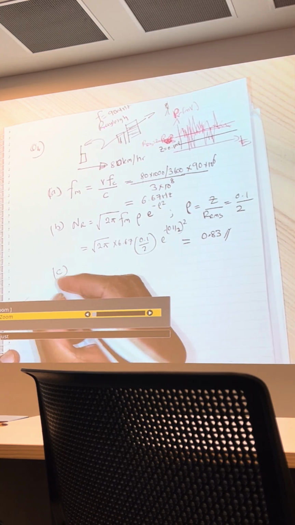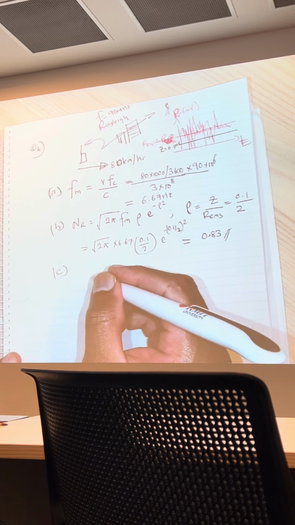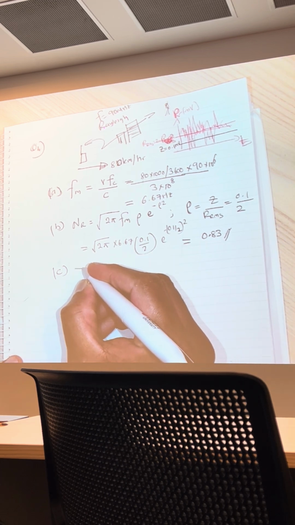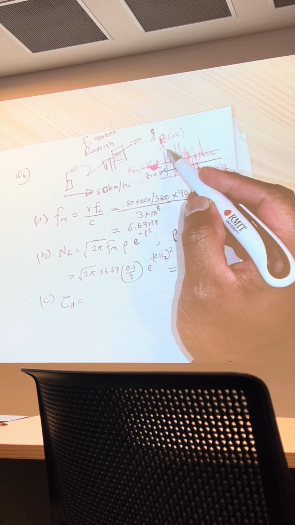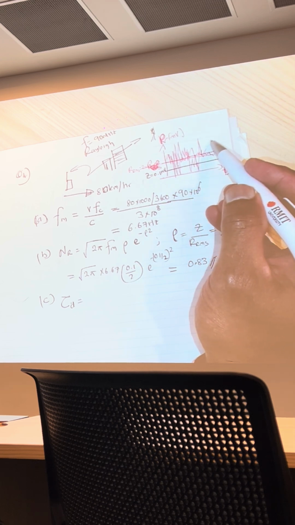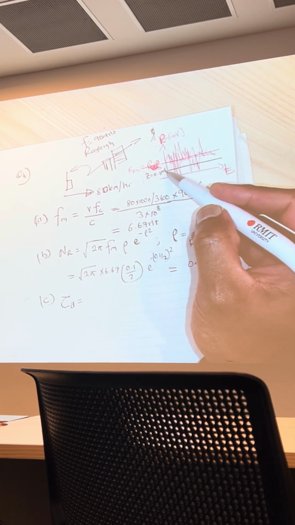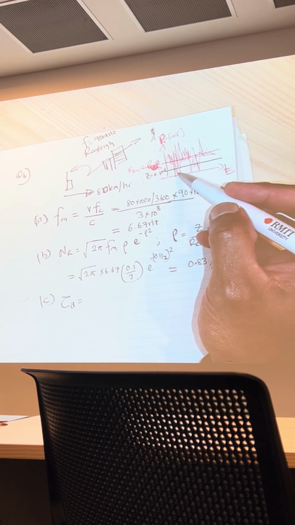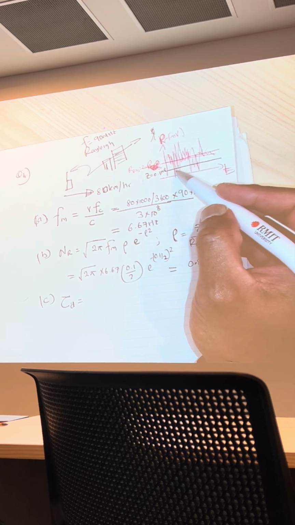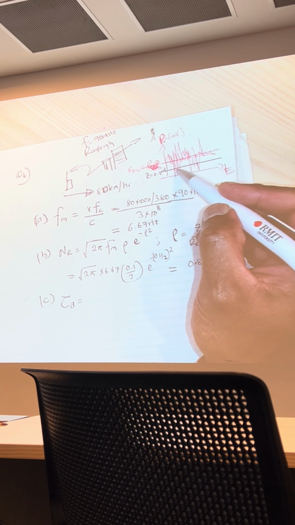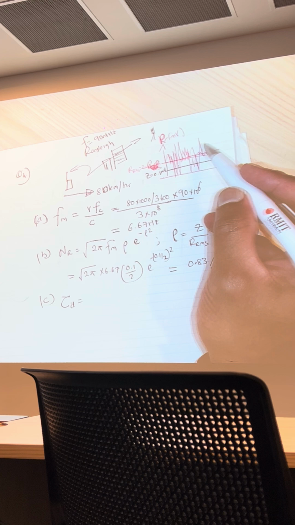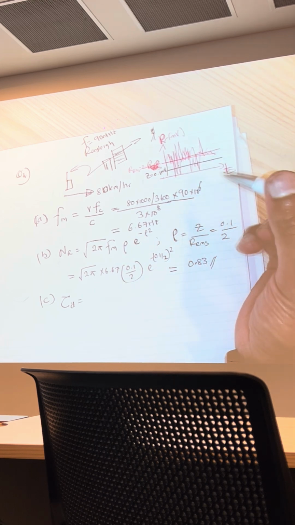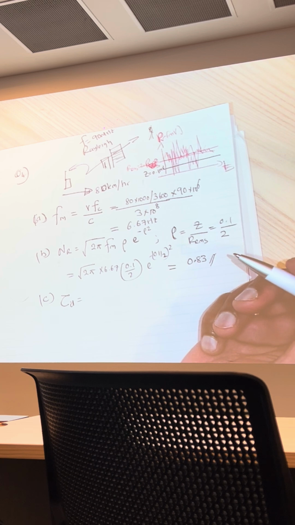Then part C, find the average fade duration. So fade duration is the amount of time in a period. If you take a period T here, the amount of time the signal will be below 0.1 millivolt. You just calculate the amount of time that the signal falls below the level Z, add that up, and then divide it by the total time period. So that's the average fade duration.